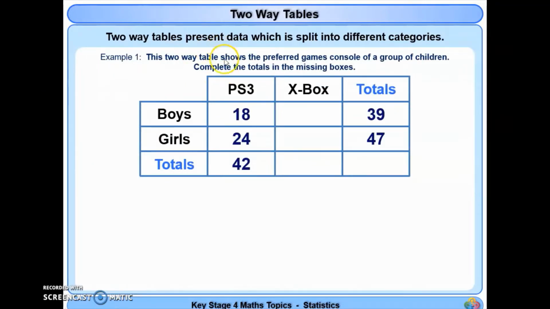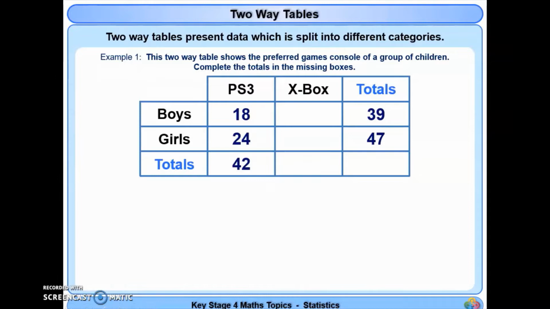So here's an example of a two-way table which shows two bits of data, two different categories. It shows preferred games console. So at the top here we have PS3 and Xbox, and it also shows group of children, which is divided into boys and girls. So we have two different categories here, but it does allow us to place the data into a two-way table to get a better understanding of the data.